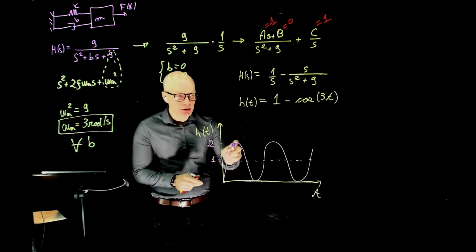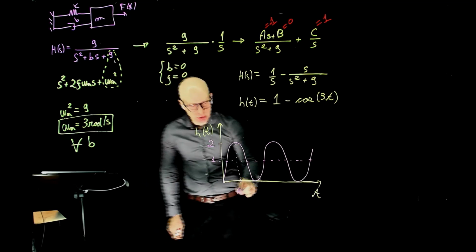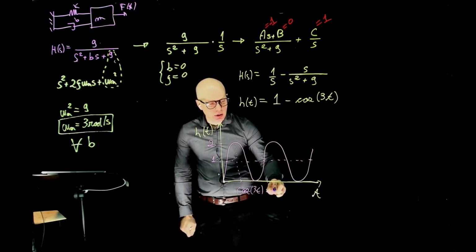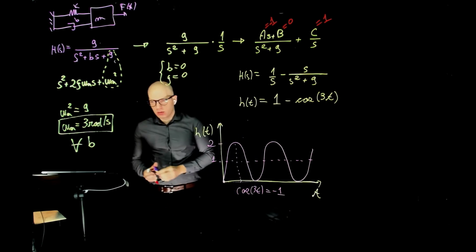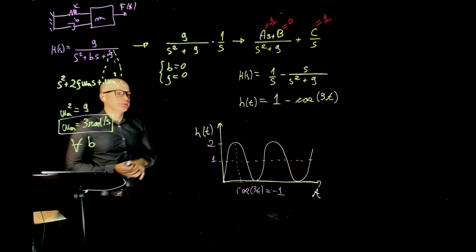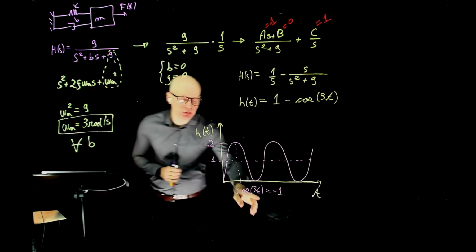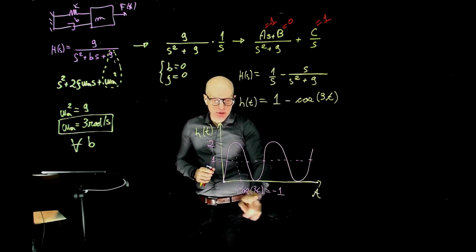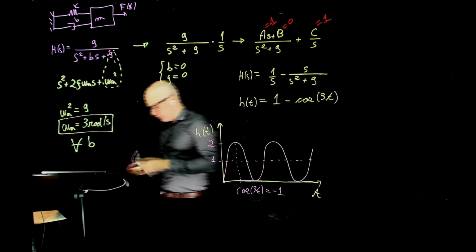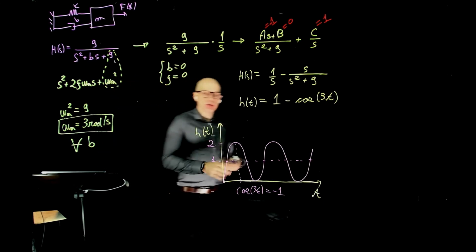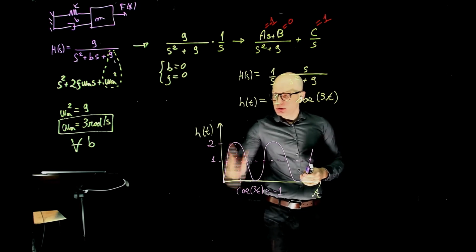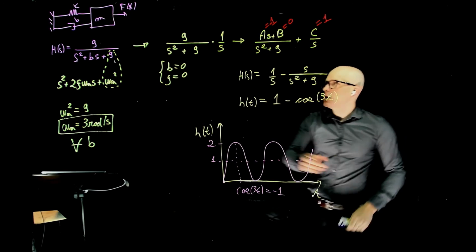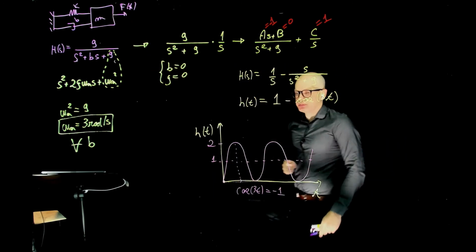All right, so this peak here occurs when cosine of 3t equals -1, which means 3t equals pi. This gives -1, and the system goes to 2. Interesting, right? You see there is no exponential. You see the sinusoidal coming from the fact that there is no damping, but you see that it oscillates around 1, and that's because of the step input to the system.